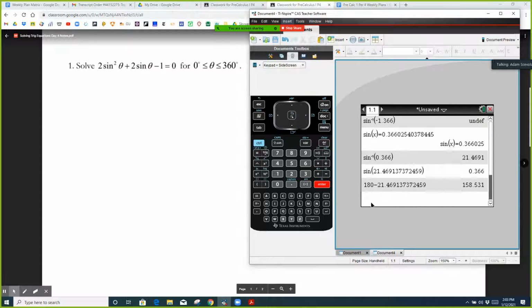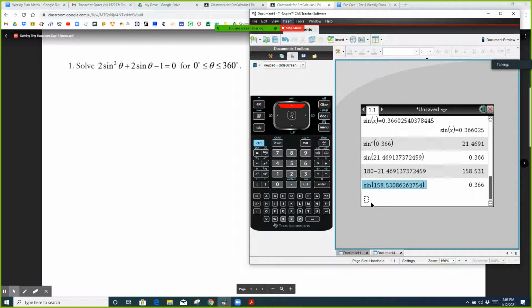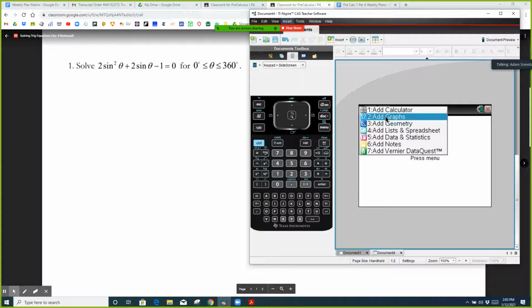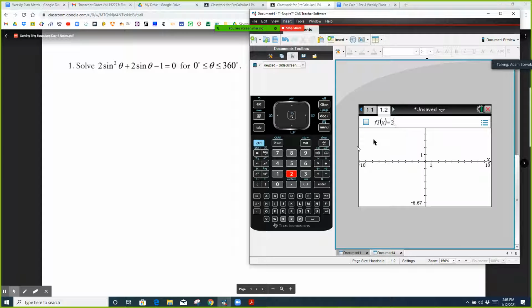And then I have another solution that satisfies this original equation. So my two solutions are going to be 21.4691 degrees and 158.531 degrees. Now you can always check your solutions by graphing both sides and seeing where they intersect.